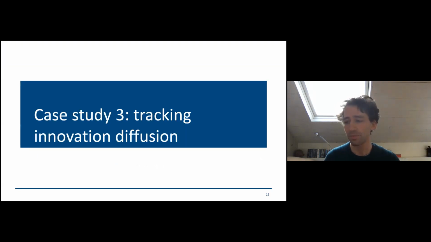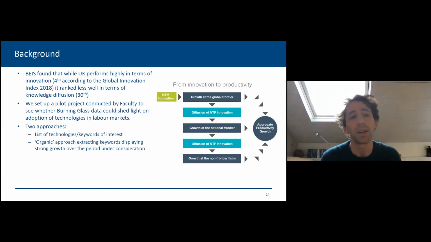Next slide, please. And finally, I'm just going to very briefly talk about innovation diffusion, which is our original project that we did 2 years ago. Next slide, please. The background for that is that the UK was found in 2018 to rank highly in terms of innovation, but less well in terms of knowledge diffusion. And so we wanted to see whether Burning Glass could shed light on the adoption of technologies in labour markets. And a consultancy called Faculty did a pilot project for us.